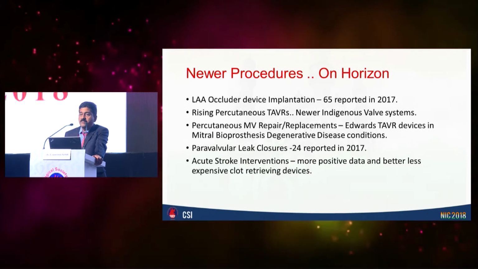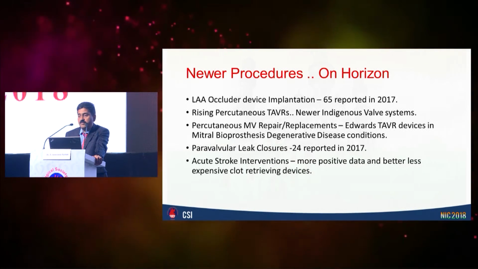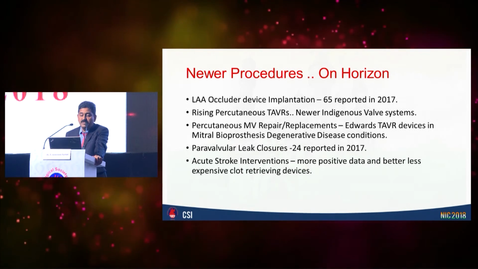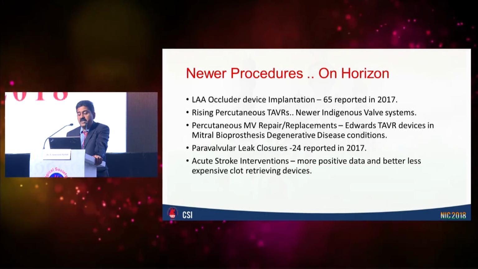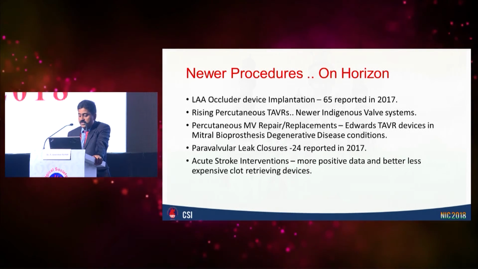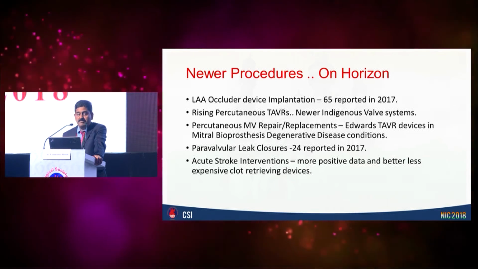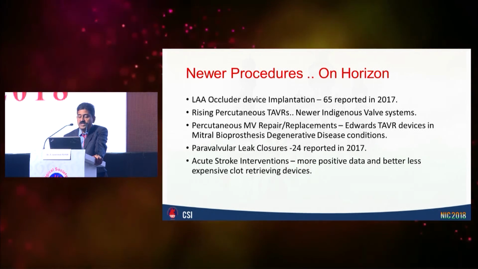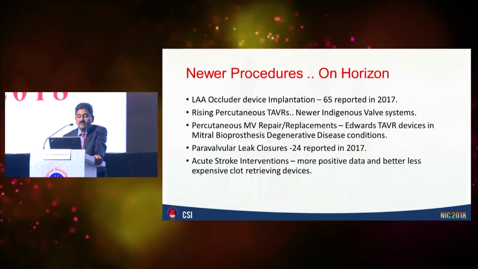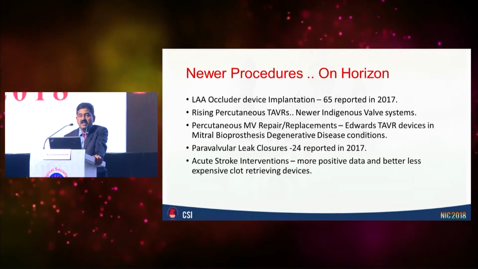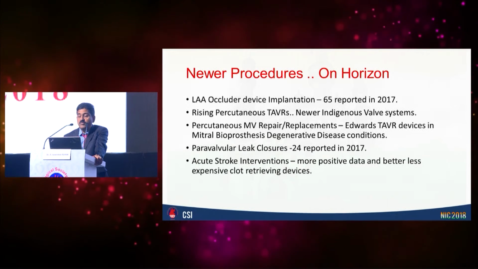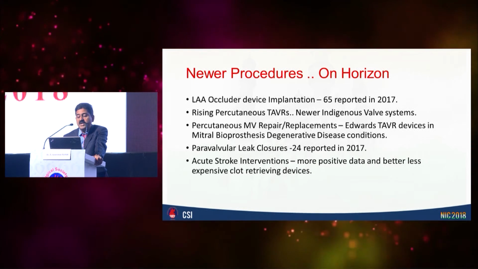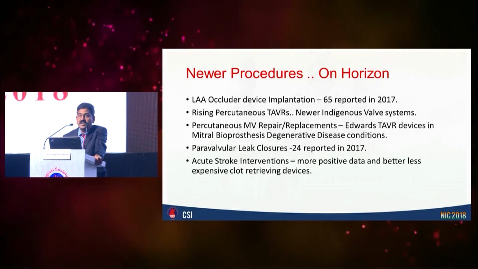And some of these newer procedures are on the horizon. Before I conclude, I'd like to briefly mention that LA appendage occluder device implantations, 65 are reported in our country. And rising percutaneous TAVRs, especially newer indigenous valve systems coming up, which could be cheaper, which could again become a useful alternative to surgical AVR. And percutaneous mitral valve repair and replacement procedures have started, and Edwards devices are being implanted for degenerative bioprosthetic valve conditions. And paravalvular leak closure is another procedure which is being done.